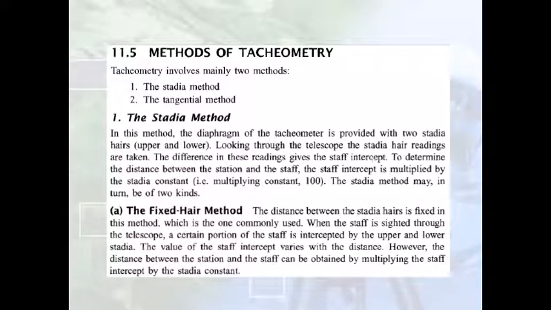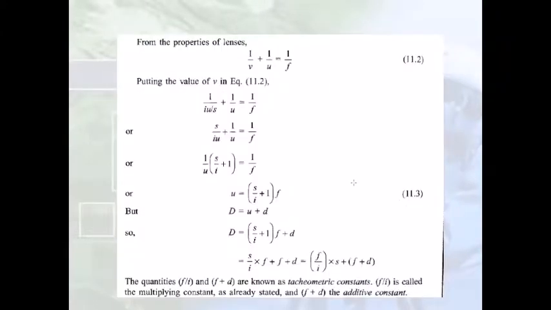So when you look through the instrument and you note down the upper hair reading on the leveling staff and the lower hair reading on the leveling staff, and you take the difference, that gives you the staff intercept. And then to determine the distance between the station and the staff, the intercept is multiplied by the stadia constant, and you get the distance, like the equation that we saw before.